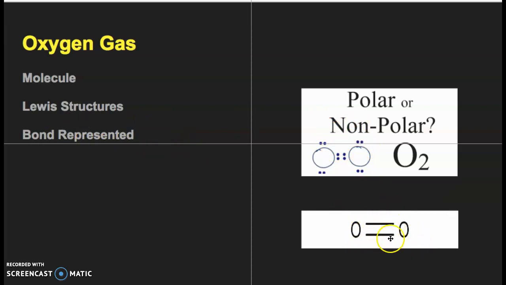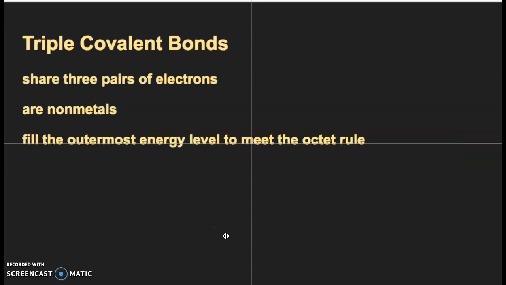Remember, each of these lines stands for one pair of electrons. So this stands for 1, 2, 3, 4 electrons there. Shares one pair there, another pair, a double bond. Triple covalent bond, they share 3 pairs of electrons. They are nonmetals. Once again, all of these are nonmetals.